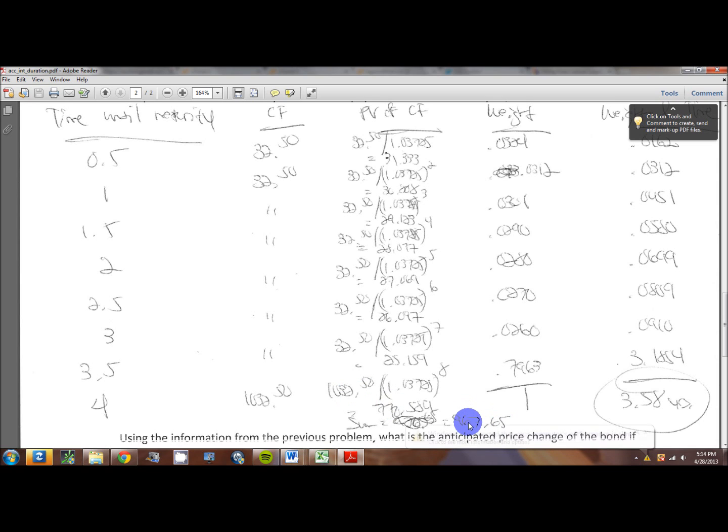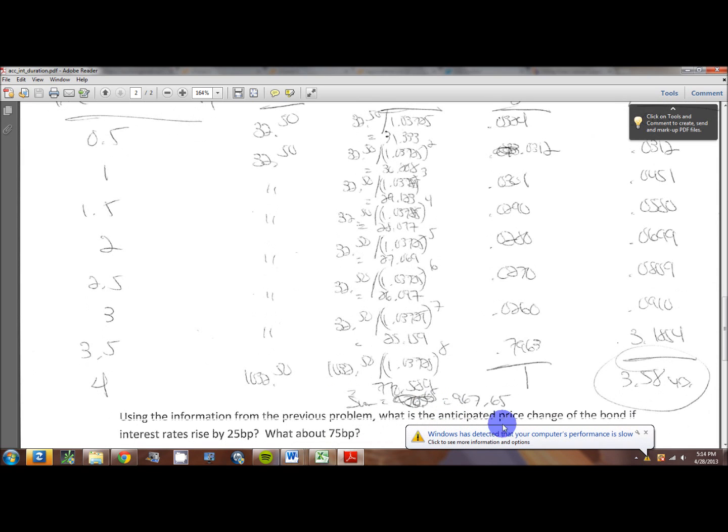When you add up the sum, I get that annoying message box. My computer is not that awesome, so it can't handle too much going on at once. When you take the sum of the present value of all these cash flows, you obviously get $967.65, and this is, again, the bond's price.